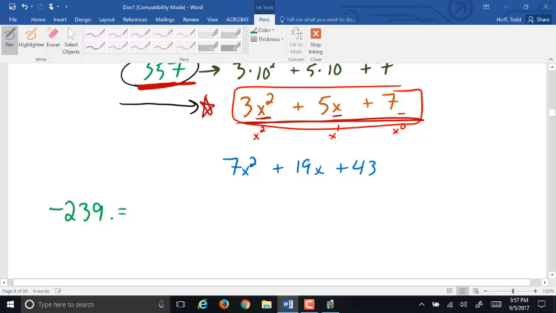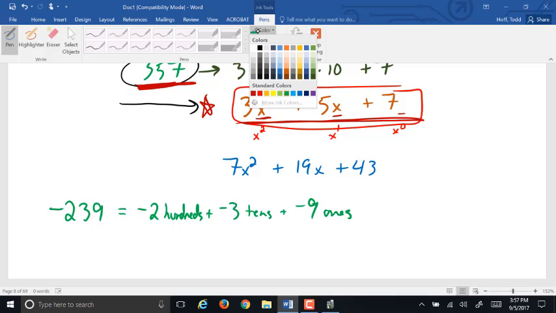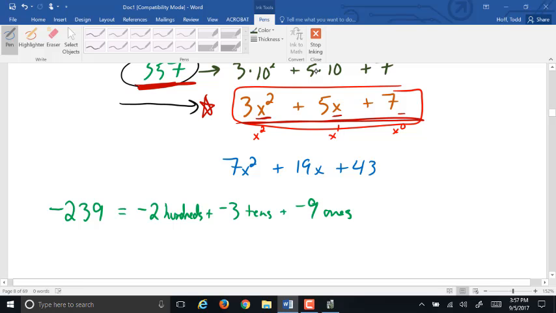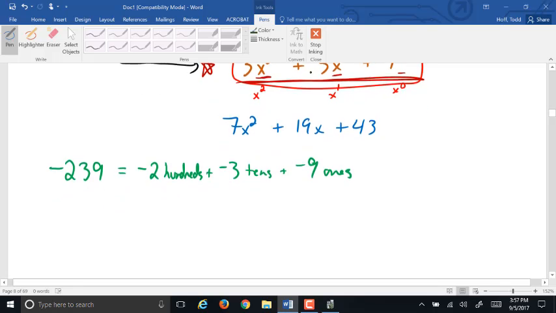The third major difference: with a whole number or integer, either every digit is positive or every digit is negative. If I make this a negative 239, well, that's a negative 2 hundreds and a negative 3 tens and a negative 9 ones. In an algebraic number, each digit is free to be positive or negative on its own.